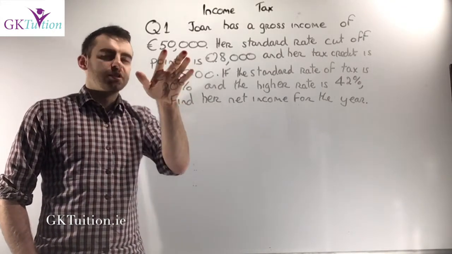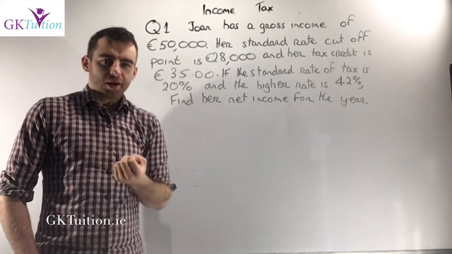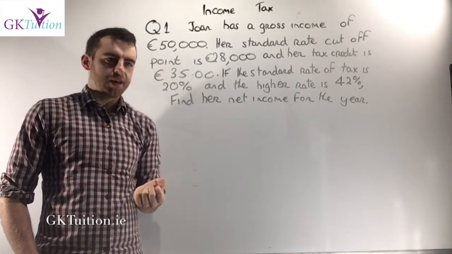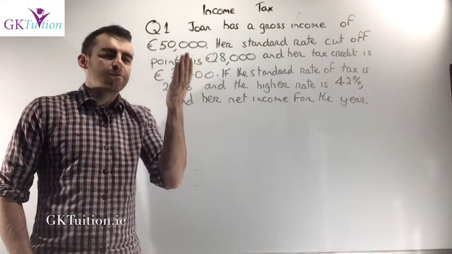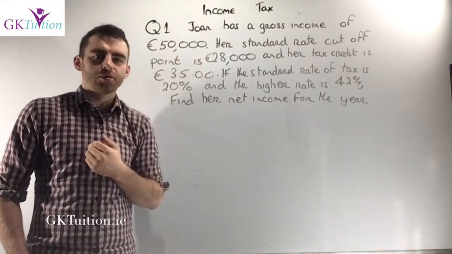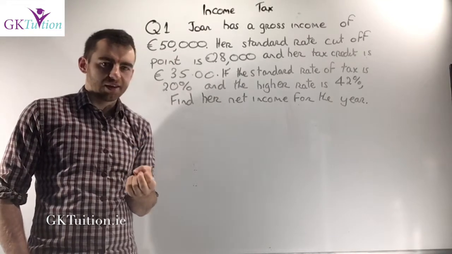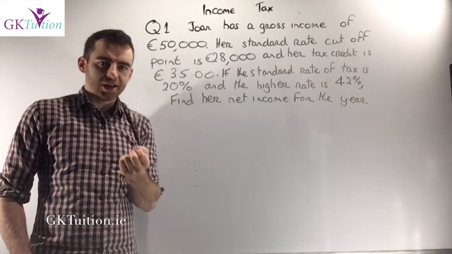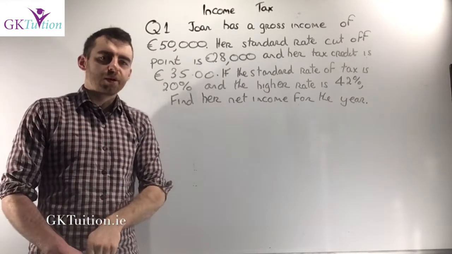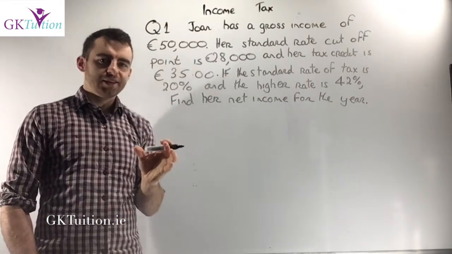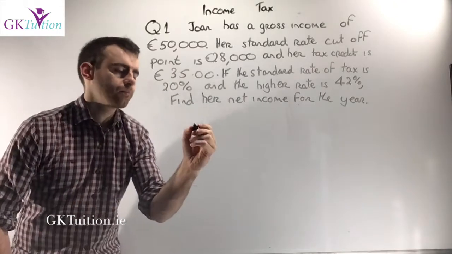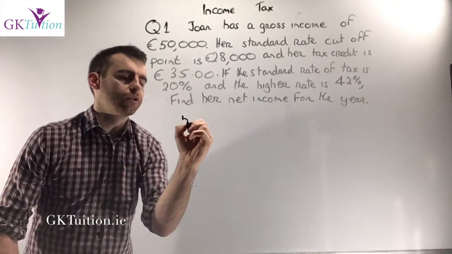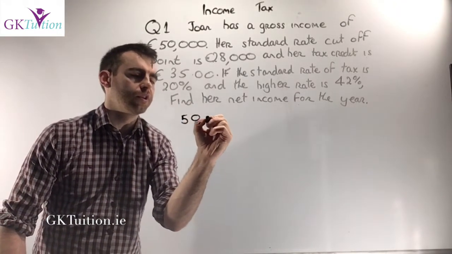So her gross income is 50,000. We need to work out how much tax she has to pay. If we figure out that she has to pay 10,000 in tax, we take it away from her gross income, and that will tell us her net income, the amount of money that she's actually going to get to take home. So I want to go through this question. The maths in these questions is really straightforward. It's literally just multiplying and adding. I want you to always structure your questions the way that I'm going to structure this one.